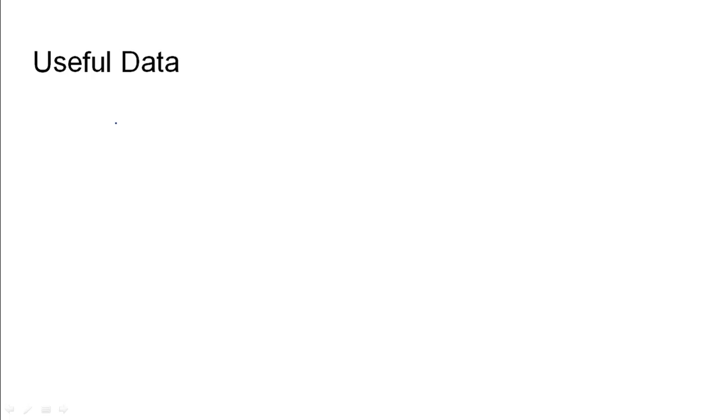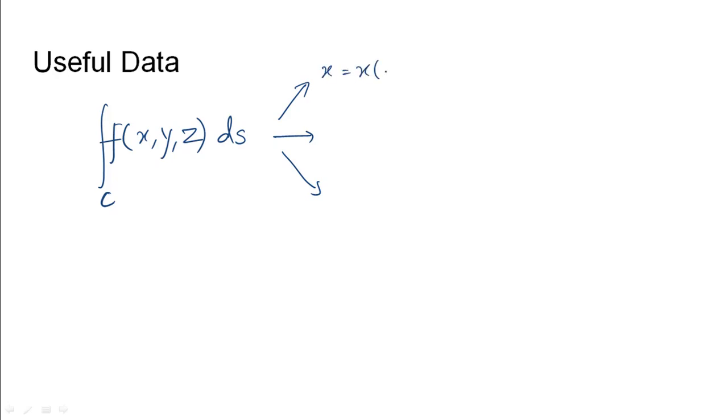If we are given a function f of x, y, z which needs to be integrated over a line or a curve, that is C, what we essentially do is we use parametric substitutions and replace x with a function of t, y with a function of t, and z with a function of t.